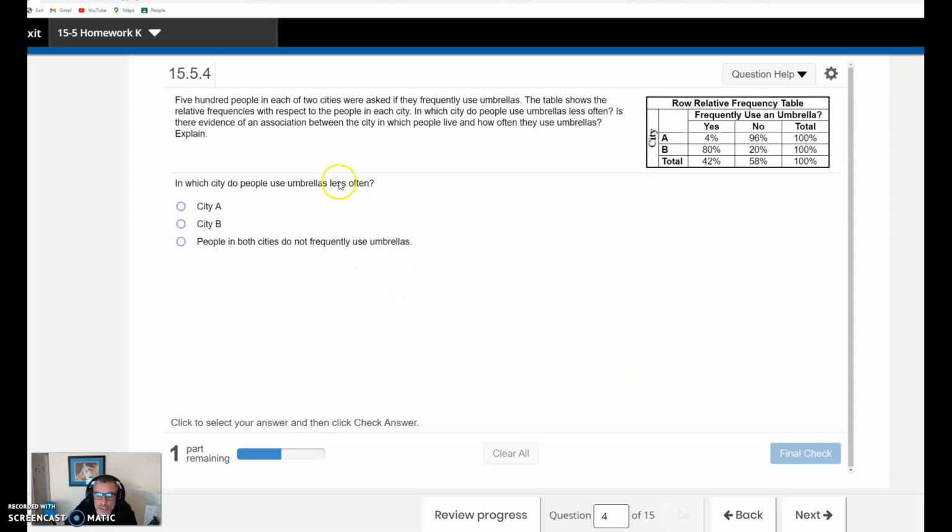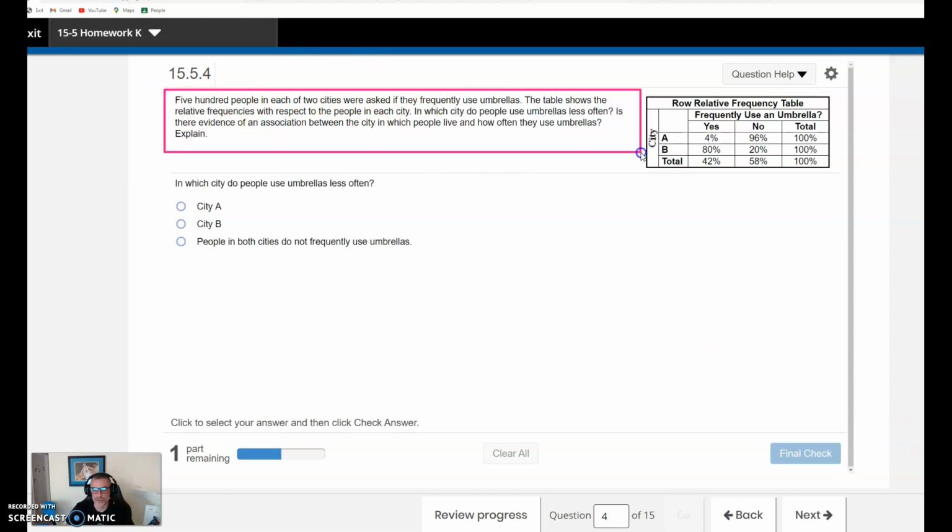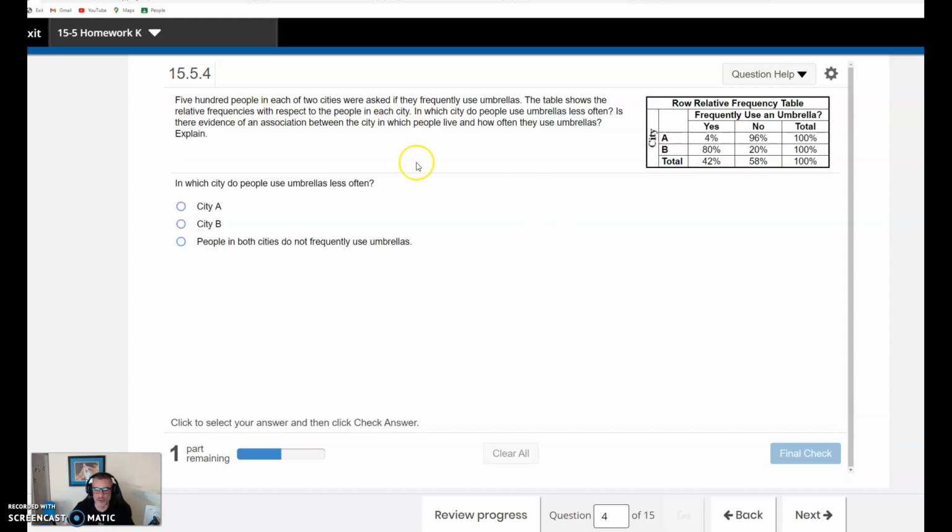500 people in each of 2 cities were asked if they frequently use umbrellas. So I know that with these problems, they often say a lot of stuff in this initial paragraph. So one strategy I like to do is to just read the first sentence, and then take a look at the table. So I just stop there, and then I look at the table here.